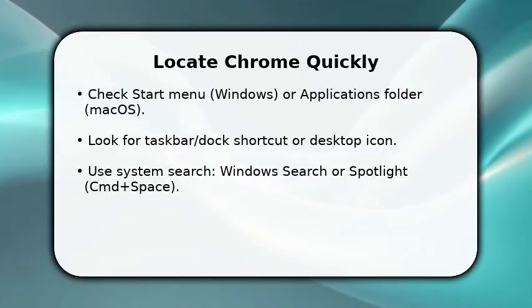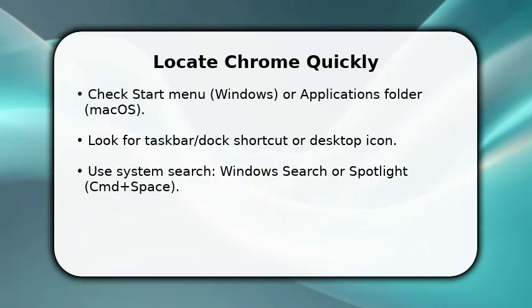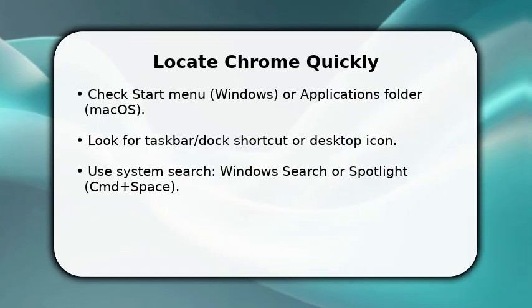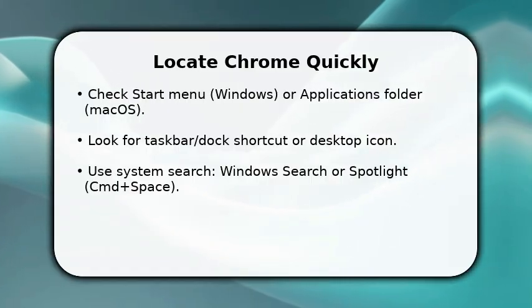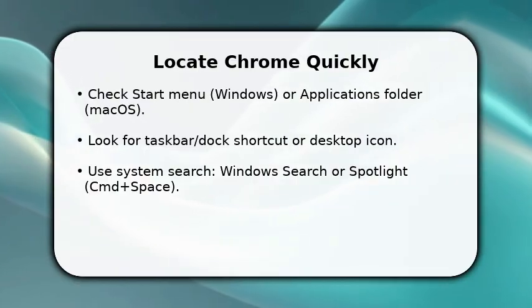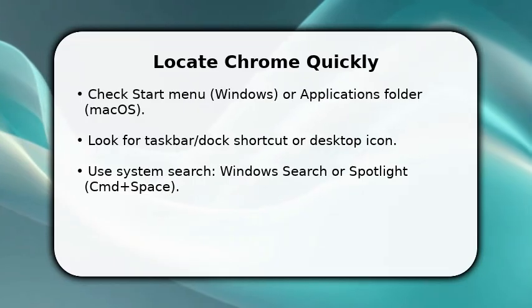You start by confirming Chrome is present. This saves time. On Windows, press the Windows key and type Chrome, or on Mac OS, press Command plus space and type Google Chrome. Once done, scan the taskbar, dock, or desktop for a visible shortcut before diving deeper.